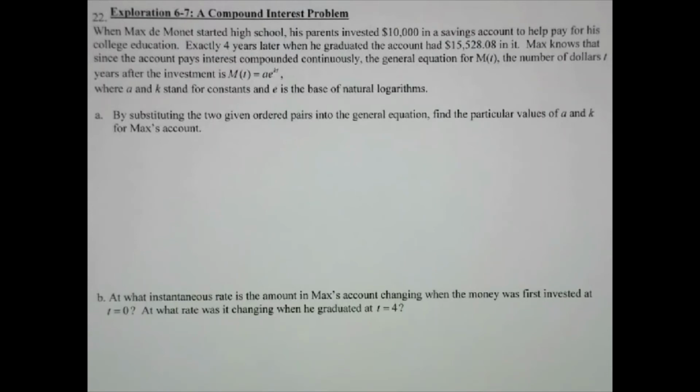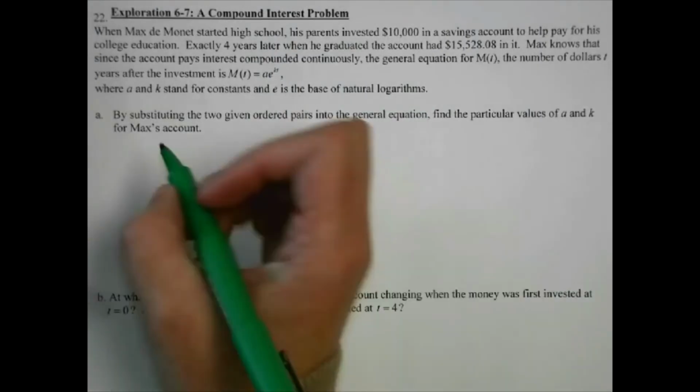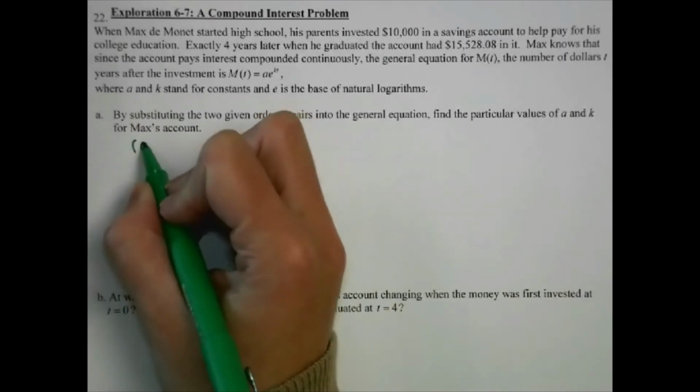Max knows that since the account pays interest compounded continuously, the general equation, m of t, in number of dollars in t years is m of t equals ae to the kt. So that's a formula we used a lot in pre-calculus. A and k stand for constants, and e is the base of natural logarithms. So what we're going to do, and this is nothing new, is we're going to use our 2 points to find our values of a and k. So the 2 points are the 2 times and the 2 monies.